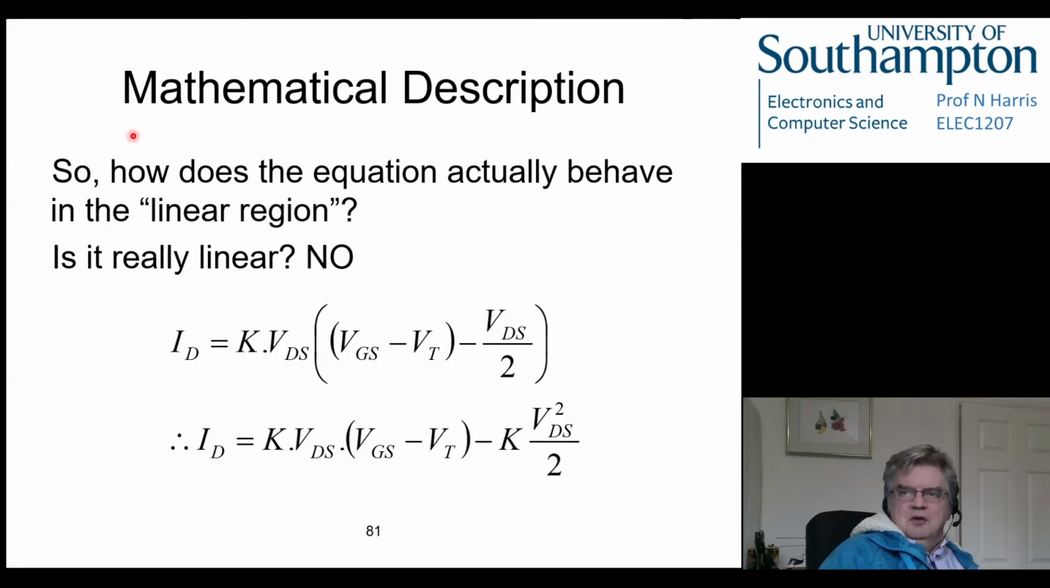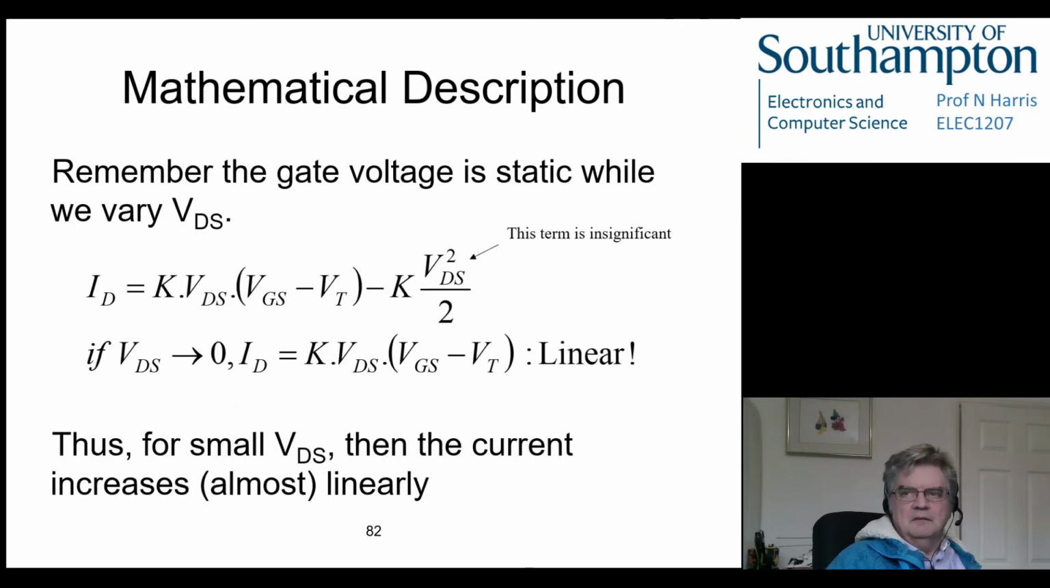Okay, so how does this equation actually behave in the linear region? Is it really linear? No, so the linear region is the rising bit. We've got this equation here, which if we expand it out becomes ID is equal to K BDS, which is single power, and then K BDS squared. So we've got a quadratic equation here in VDS. VDS squared, VDS, and a constant that's 0.